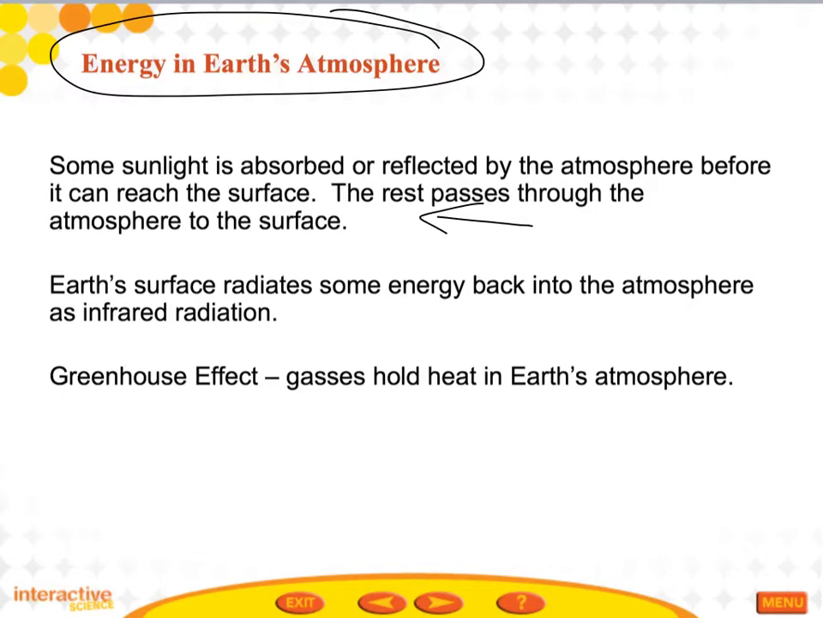So most of the energy from the sun travels to Earth in the form of visible light and infrared radiation. Now, a smaller amount arrives as ultraviolet radiation, which is what we talked about with the ozone layer and what it captures. Now, this last one here is the greenhouse effect, where gas holds heat in Earth's atmosphere. We'll talk about that in another slide or two.